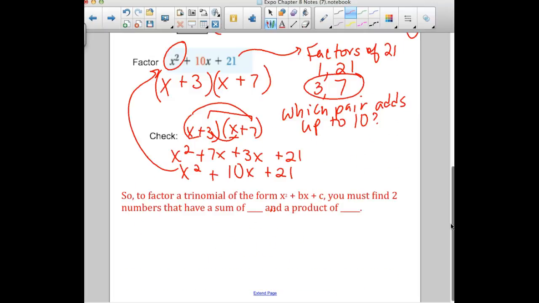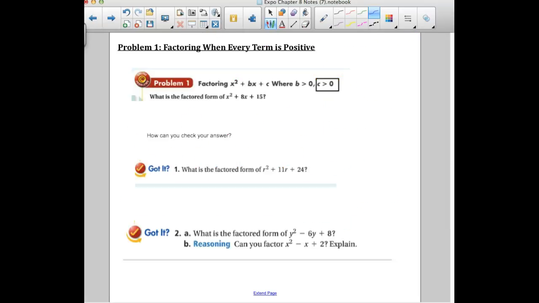So to factor a trinomial of the form x squared plus bx plus c, you must find two numbers that have a sum of b. All right, they have to add up to that middle term, and they have a product of c. Product meaning multiply. All right, so they have to add up to the middle term, and they have to multiply to be the last term. All right, let's look at a few examples.